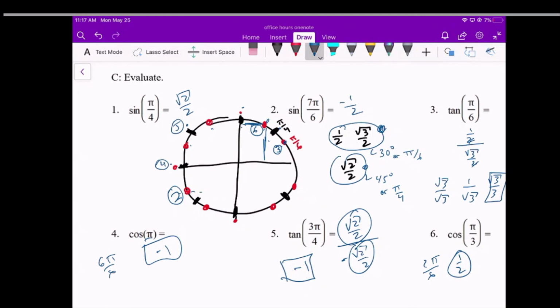And that's all there is to it once you get the hang of just counting to figure out where a special angle is when the units are given in radians.